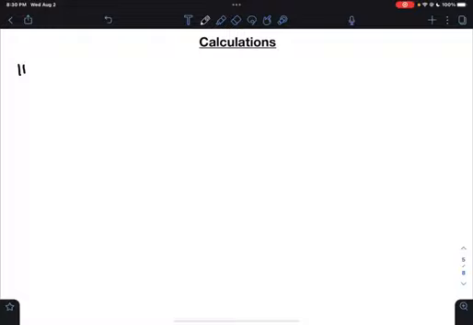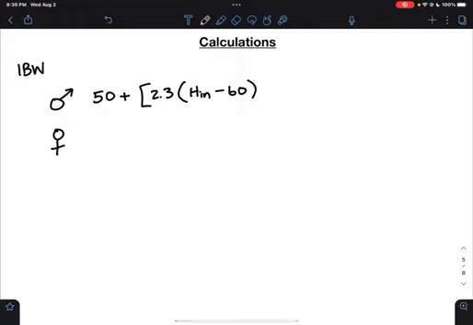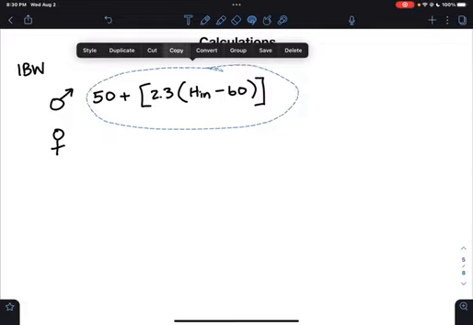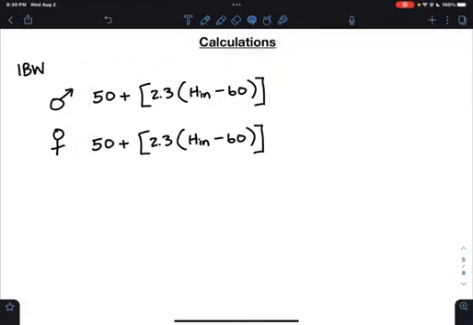All right, let's talk about calculations. So the first one I want to go over is the IBW. If you guys remember the equation, there are two, one for female and one for male. For male, it is 50 plus 2.3 times (height in inches minus 60). And for female, it's kind of the same thing, but instead of 50, it's 45.5.